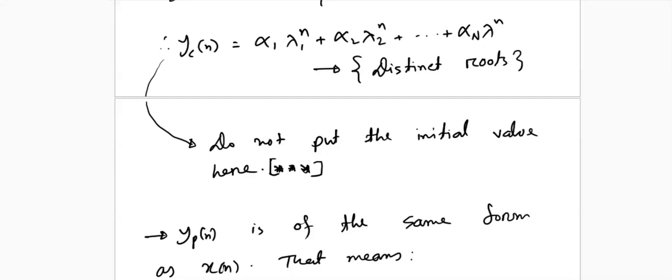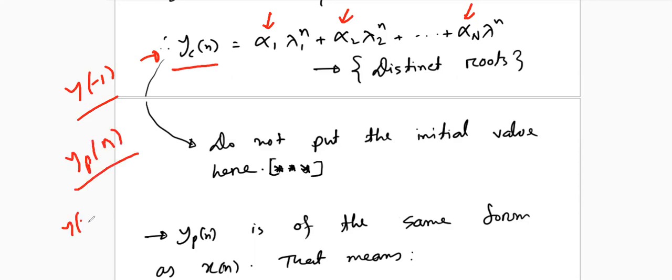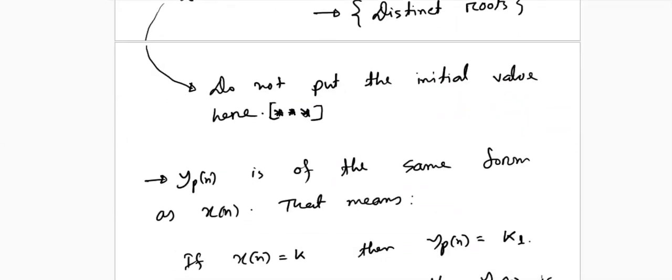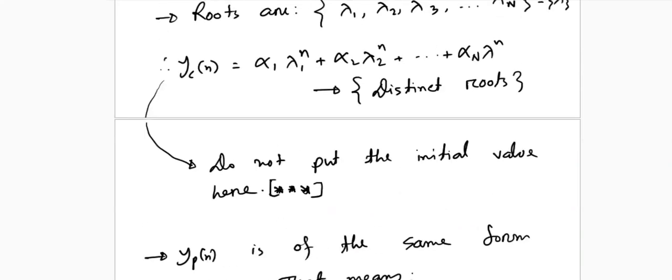Do not put the initial value here. So when we are finding the complementary solution, we are not supposed to put the initial conditions into this equation to find these constant coefficients. We need to find the particular solution and then add those together, complementary plus particular solution. And in this equation, we need to put the initial conditions to find out those coefficients. Okay, so it is a note at this moment. We'll show the example in a subsequent section. Okay, so that is the process to find the complementary solution.